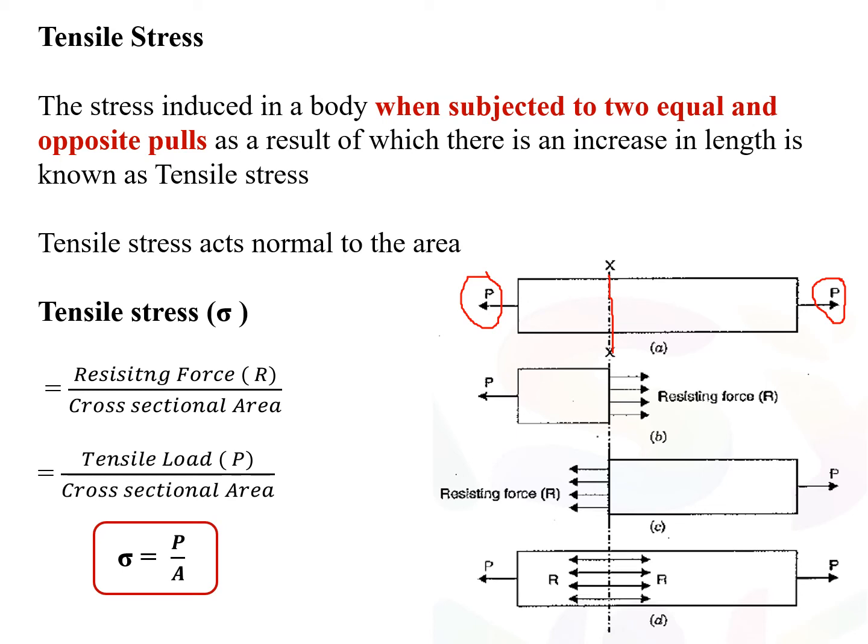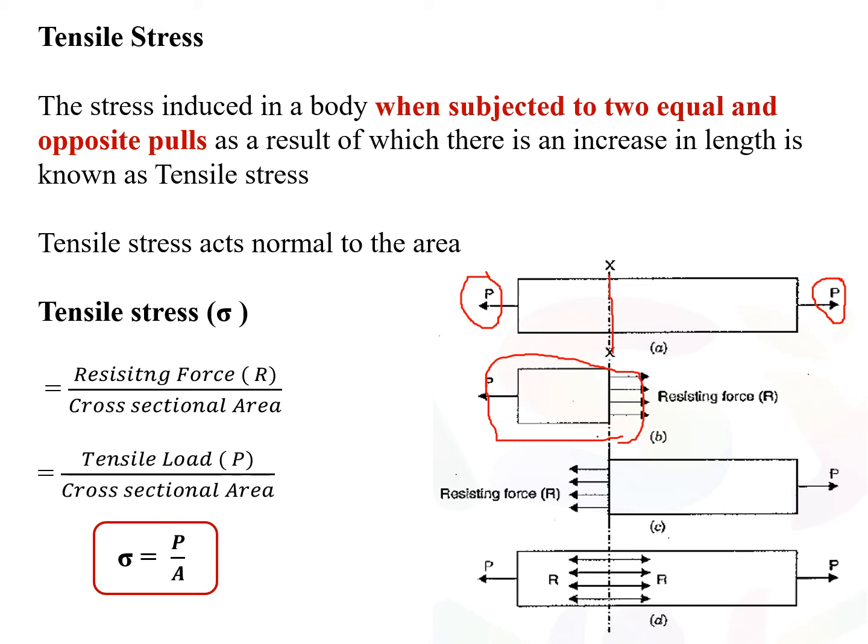If we are considering the equilibrium of this part, external force P should be equal to the restoring force. Tensile stress is the restoring force per unit cross-sectional area. Since it is in equilibrium, the restoring force is equal to the tensile load P itself, so the stress is given by P by A.